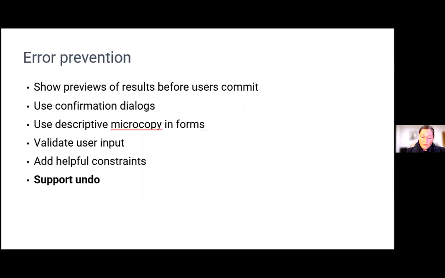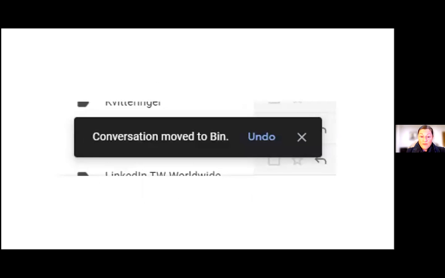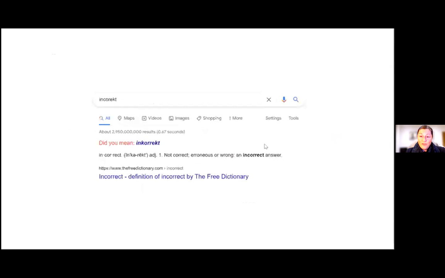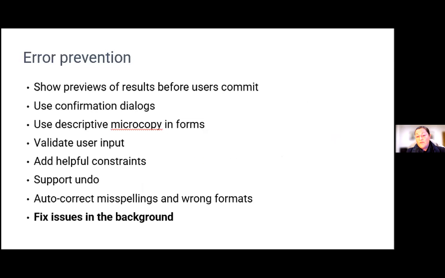And you want to support undo functions when possible. Gmail is good at that. You may want to autocorrect misspellings and wrong formats. And we all know Google is very good at that. And you want to fix issues in the background. And this is one of the things where you really want to work closely with UXers and developers.